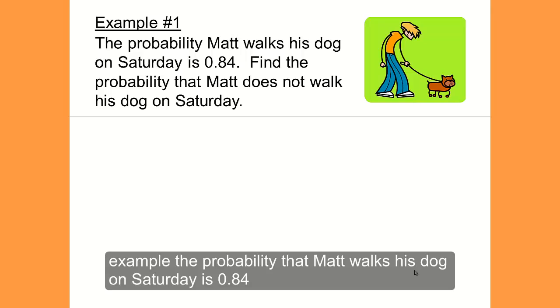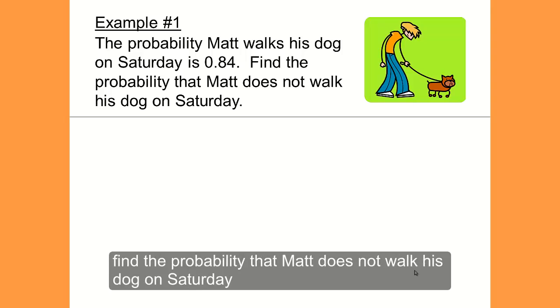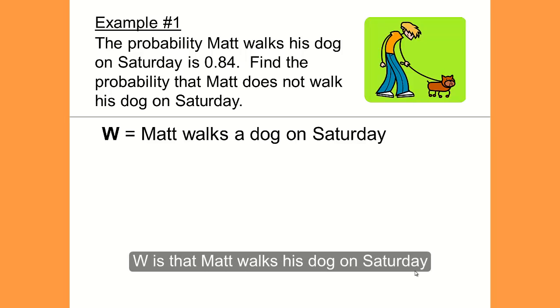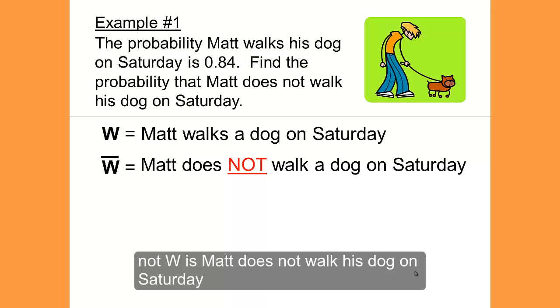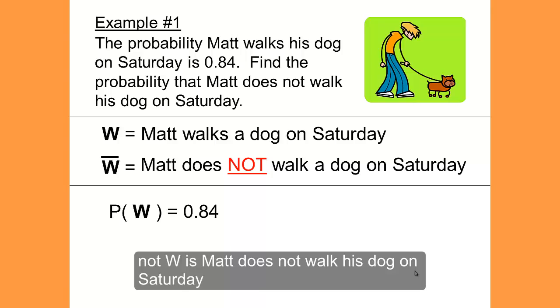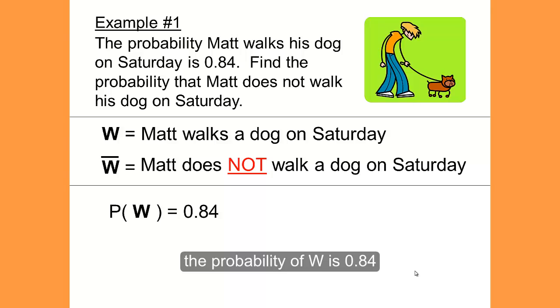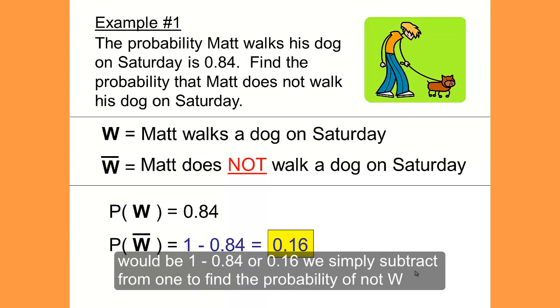Example: the probability that Matt walks his dog on Saturday is 0.84. Find the probability that Matt does not walk his dog on Saturday. W is that Matt walks his dog on Saturday. Not W is Matt does not walk his dog on Saturday. The probability of W is 0.84. The probability of not W would be 1 minus 0.84, or 0.16. We simply subtract from 1 to find the probability of not W.